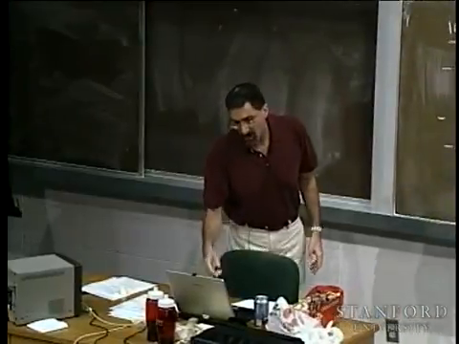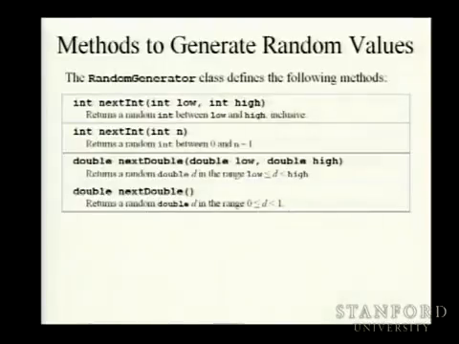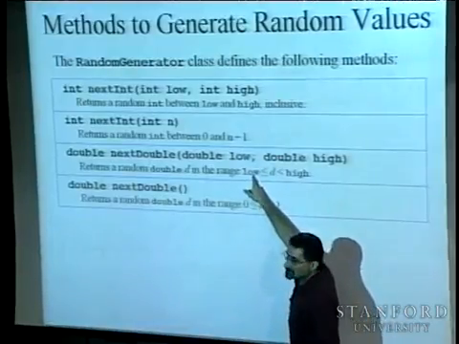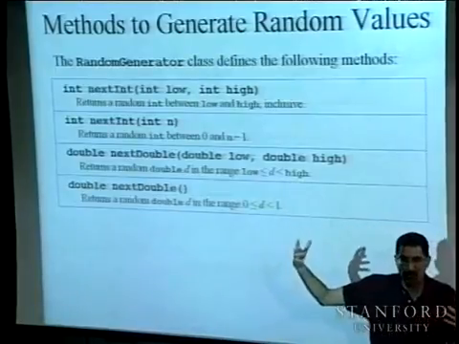Besides integers, sometimes you want doubles or real values. So similar sorts of thing. There's next double, where you give it a range. And you get a value, strangely enough, between less than or equal to low, but strictly less than high. It's like an open interval kind of thing.